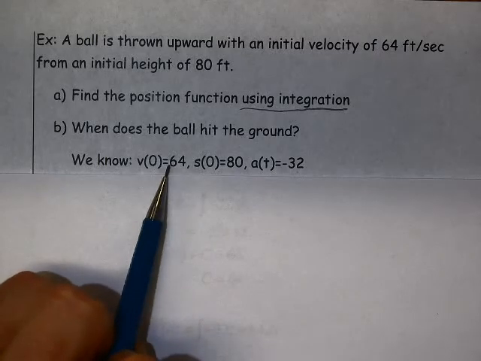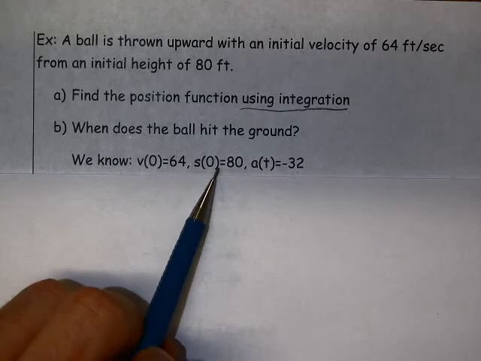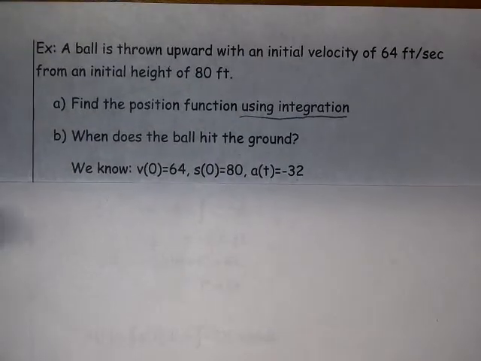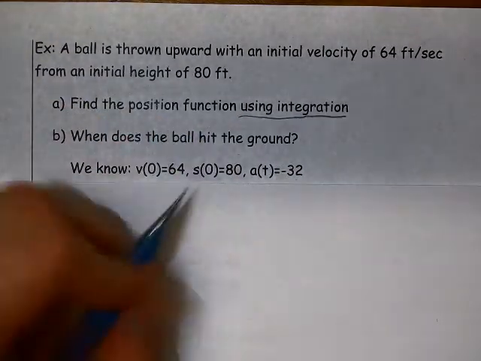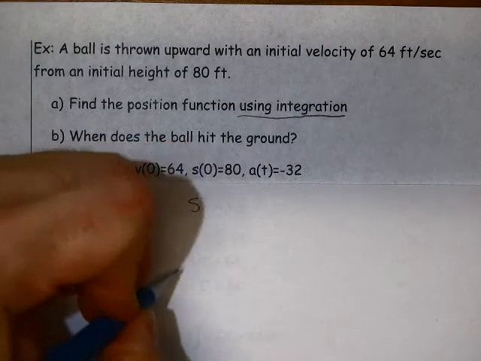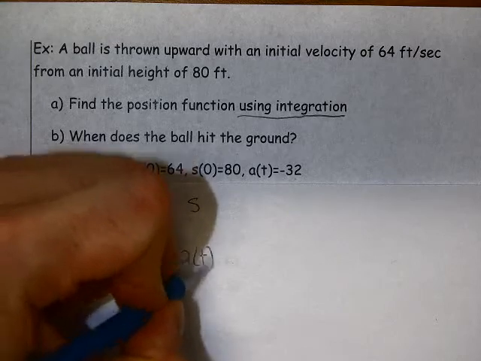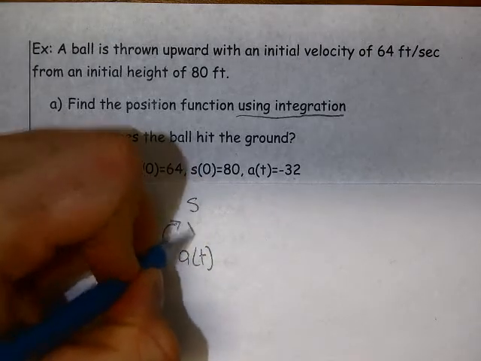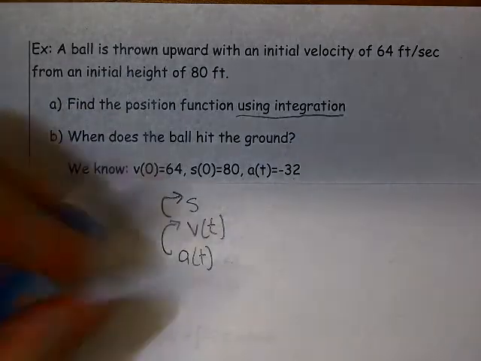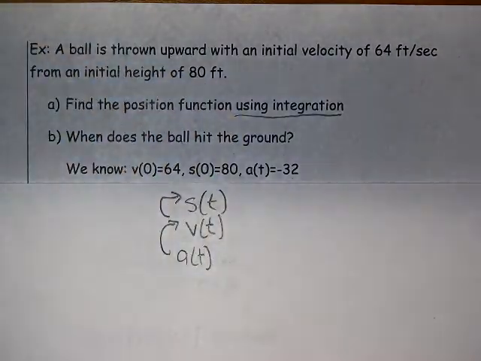The initial position is 80 feet. The initial velocity is 64 feet per second. So if we want to get position, we're going to have to take the acceleration and integrate it once to get the velocity function, and integrate it again to get the position function.